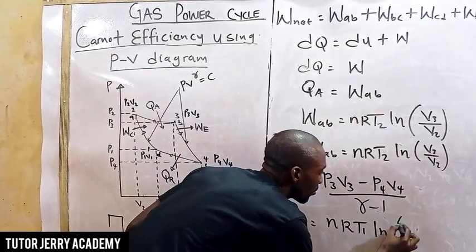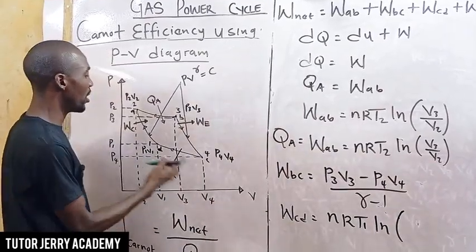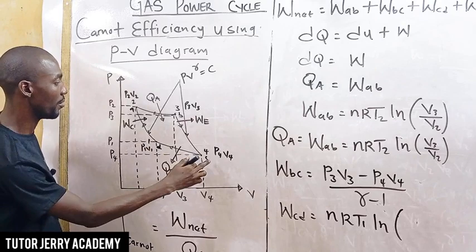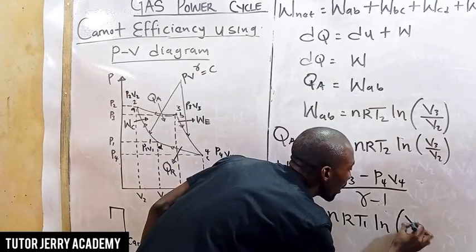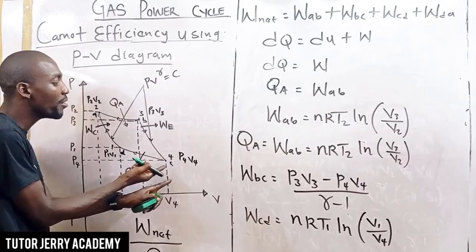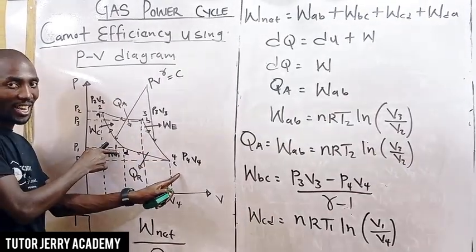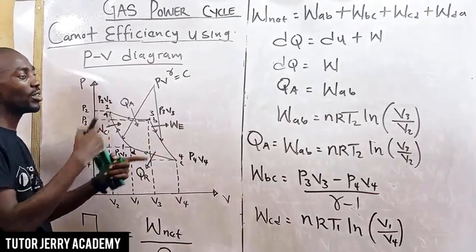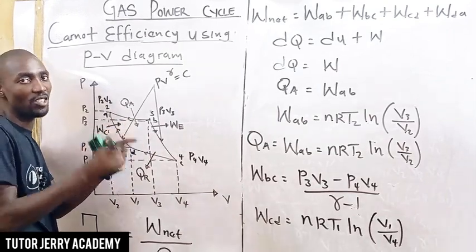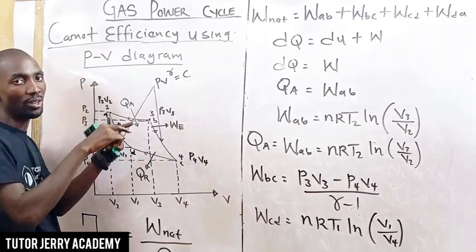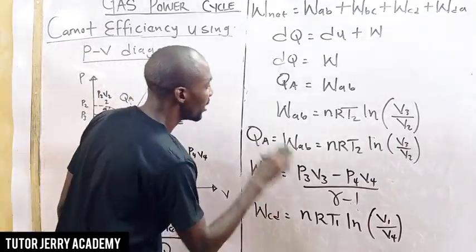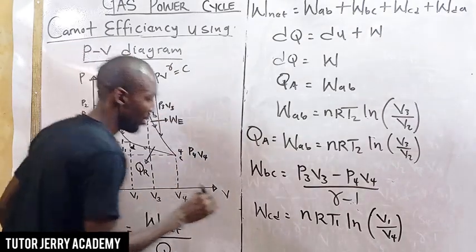Then ln of V1 over V4. The reason for this is it's negative. It's supposed to be V4 over V1. Is that clear? But because it is negative, from the law of indices, if I take the negative, I can bring what is at the denominator up, and what is at the numerator down, so the negative will go away. That is why we are taking the inverse here.